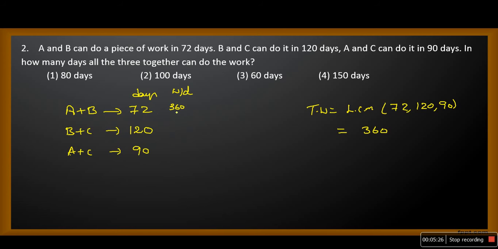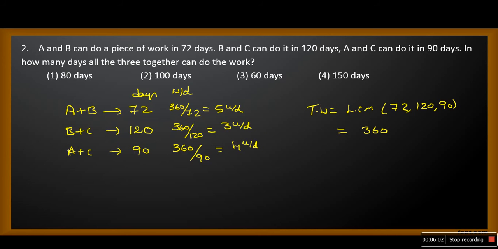To do 360 units, A and B together take 72 days. So in one day, how much do they do? 360 by 72, that equals 5 units per day. Similarly, B and C together will do how many units per day? Total work divided by total number of days gives work done per day, that equals 3 units per day. Next, A and C together will do how many units per day? 360 by 90, which equals 4 units per day.